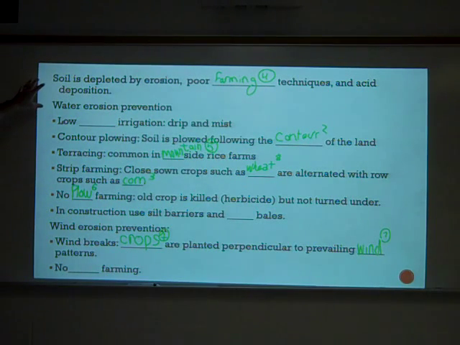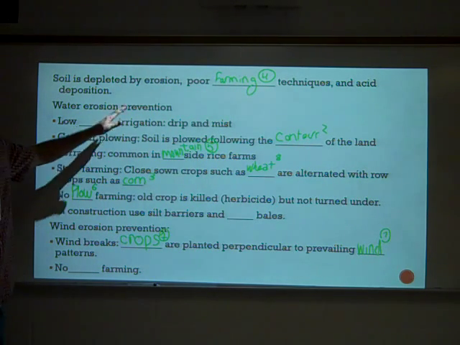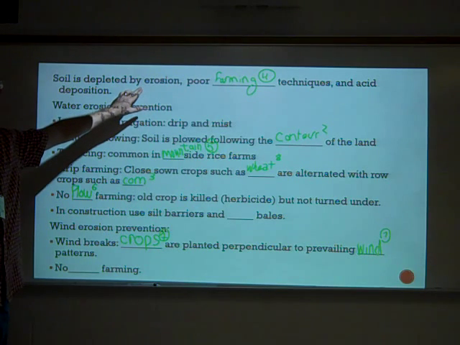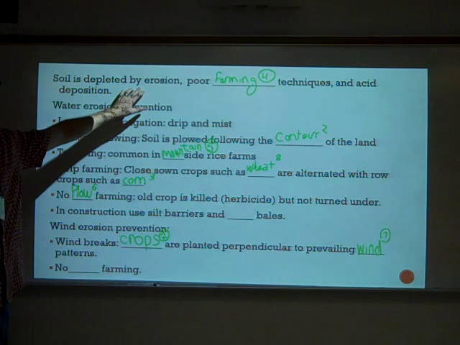Okay, so how can we reduce this soil erosion and depletion? There's two main ways in which soil is rendered useless or is actually moved away. That moving away part is called erosion, and that is something that happens through wind and water.